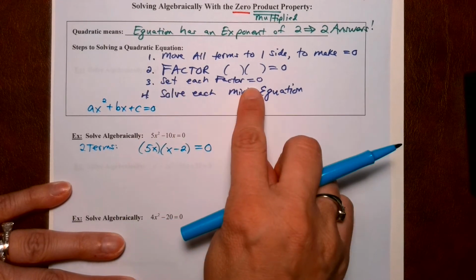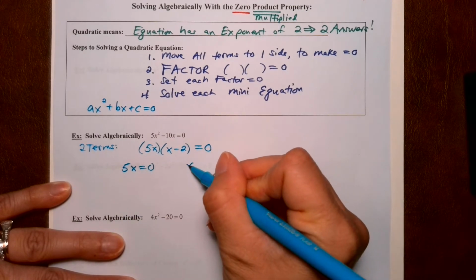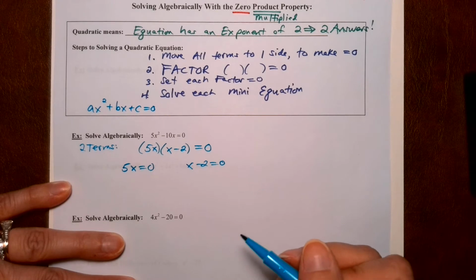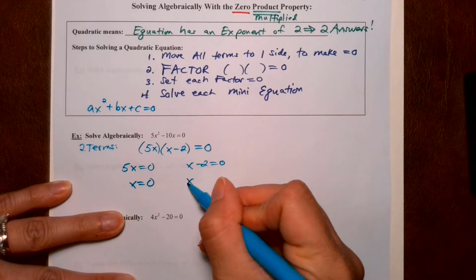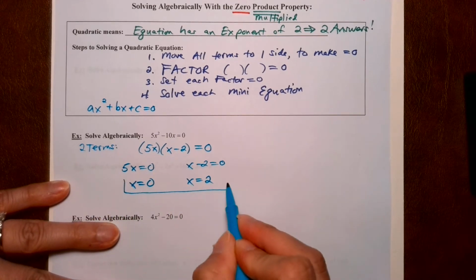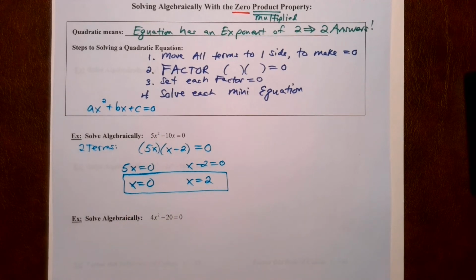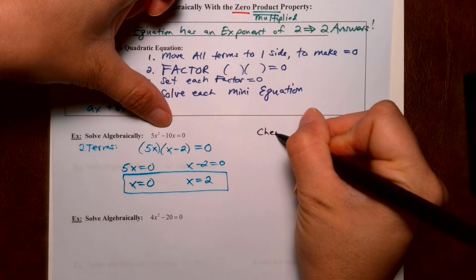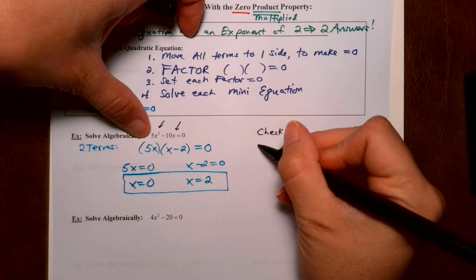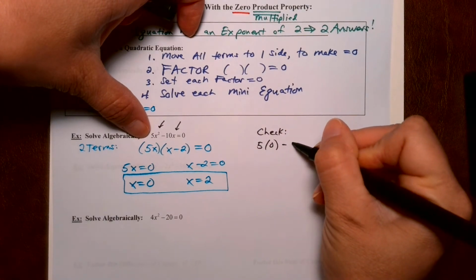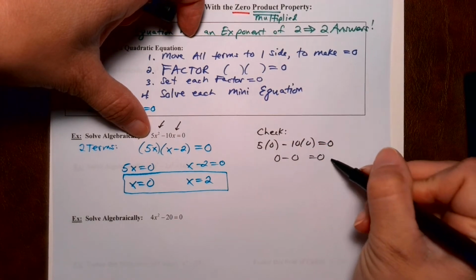Step 3, set each factor equal to 0. So either the 5x is equal to 0, or the x minus 2 is equal to 0, and then we solve each mini equation. I've got x is equal to 0, or x is equal to 2, and these are the two answers. I can show you why this works. If we go over here and check, I'm going to try 0. If I plug 0 into the x spots, that would give me 5 times 0 minus 10 times 0. Does that equal 0? Yes, 0 minus 0 does equal 0.